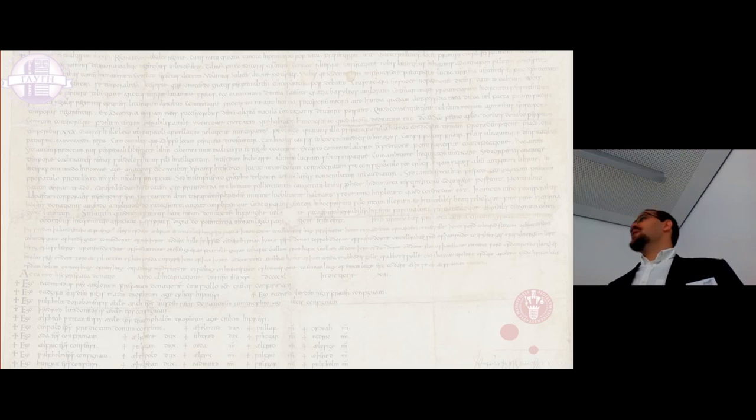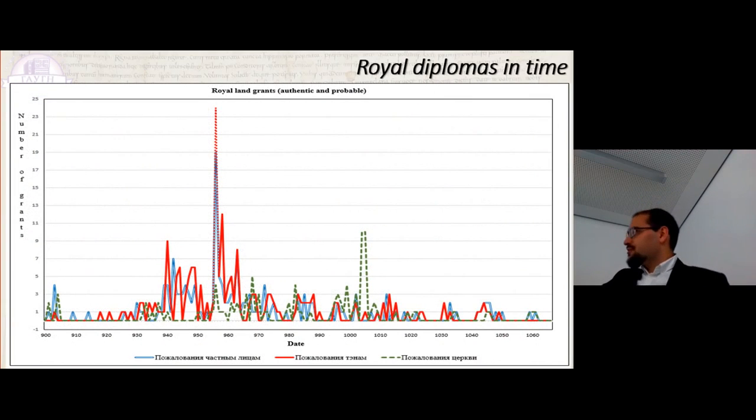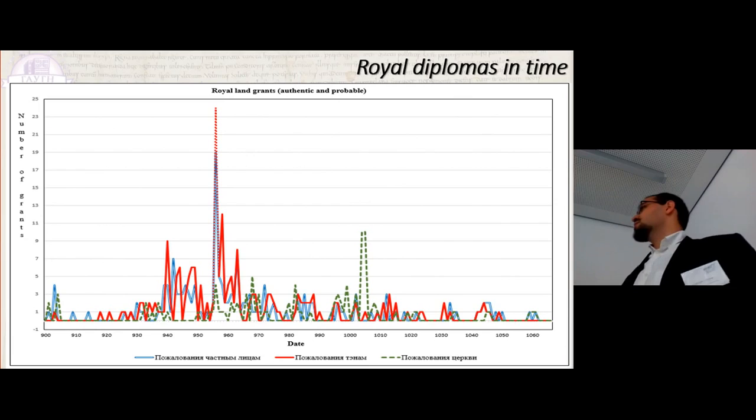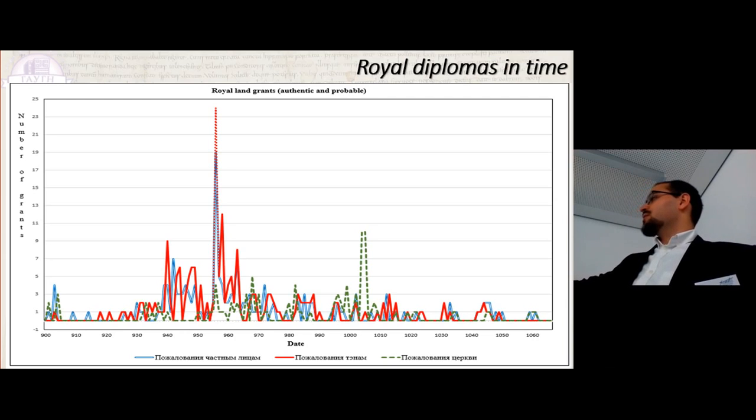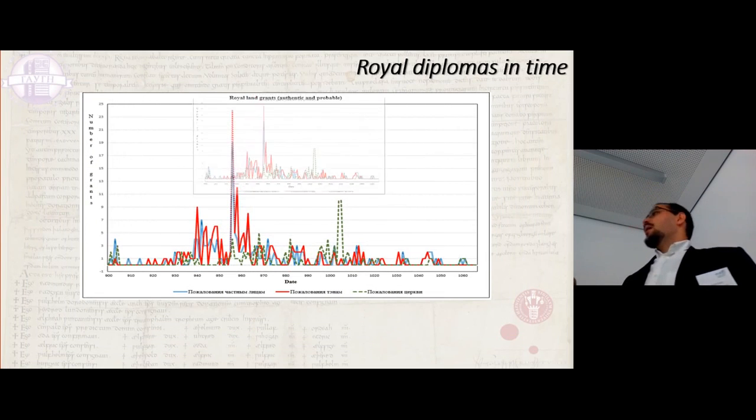First of all, this is this. I'm sorry for the Cyrillics here. I didn't have the opportunity to change it. But here is the dynamics of the production of the charters of the donations of lands from the year 900 to 1066 actually. You can see the peak in King Edwy's reign. The red line is the donation in favor of the thanes, of whom I talked 2 years ago. Then we've got the donations in favor of the church, this green one, and everyone else goes in the blue line.